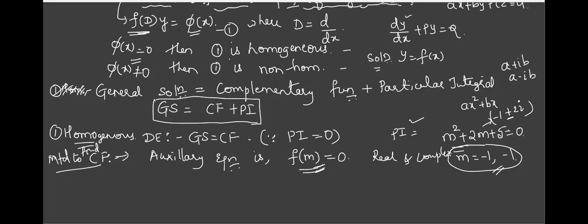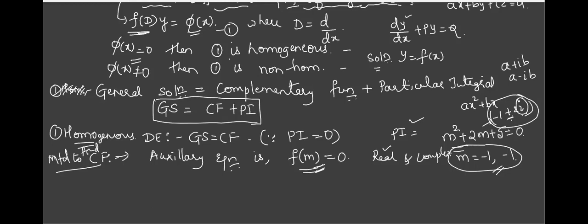When you call this complex, if there is an i present in the imaginary number, it is called complex. If there is no i, it is called real. Now tell me, -1 and -1 are which type of numbers? Real. Okay. So altogether, when you solve the auxiliary equation, you will get some roots.